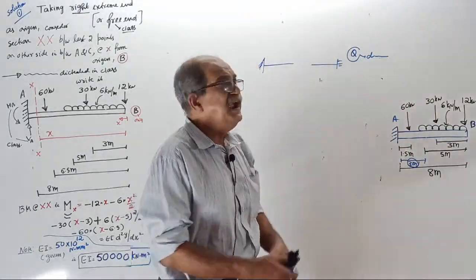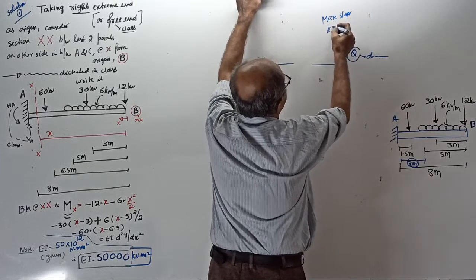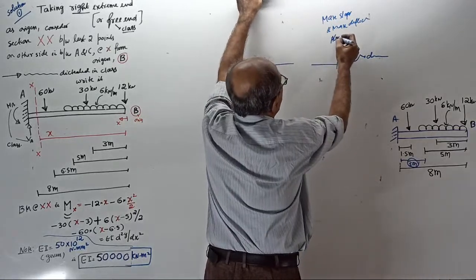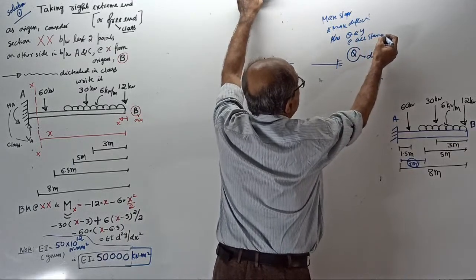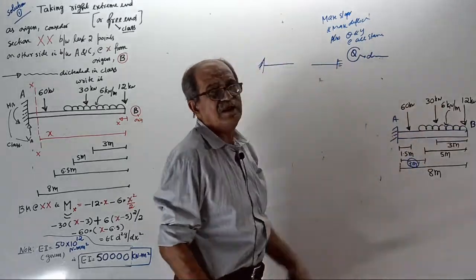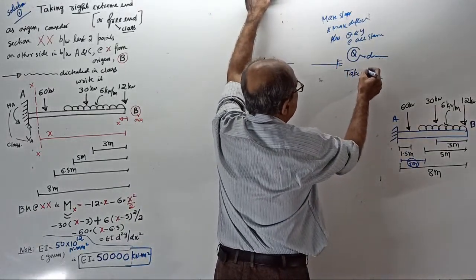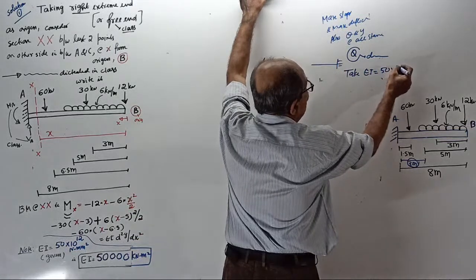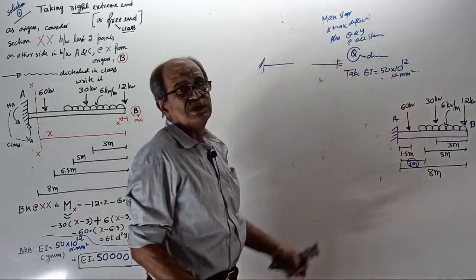Find the maximum slope and maximum deflection for the beam. Then also find slope and deflection at all standard points. There are 1, 2, 3, 4, 5 standard points here. Naming I will do later. This is the question. And in the question, take EI equal to 50 into 10 to the power 12 Newton millimeter square.